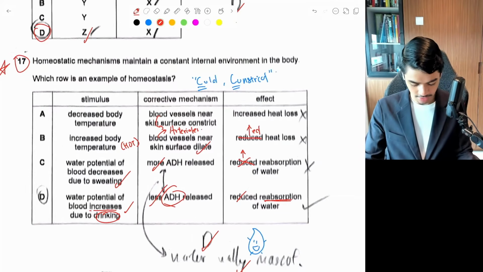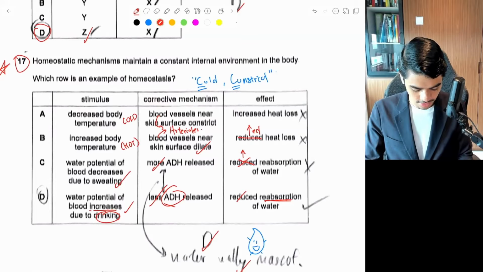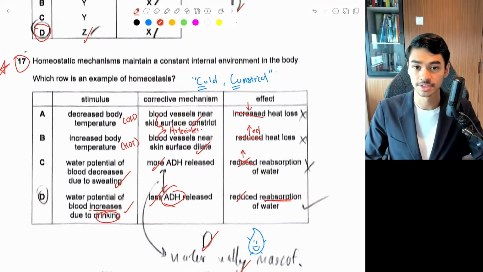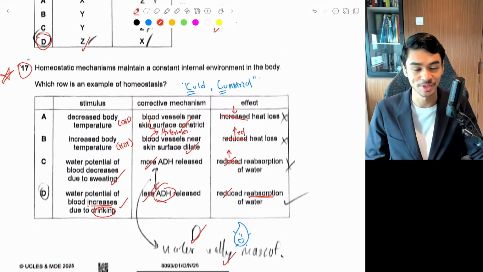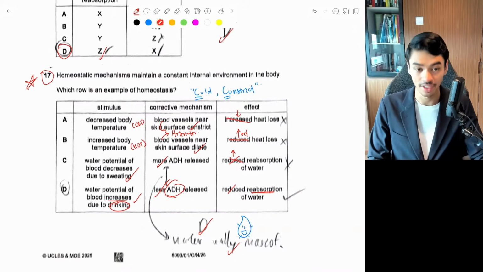Okay, and then A, decrease in body temperature. Okay, so now you're cold. Then cold constrict, very good. Then I would have a decrease in heat loss. Because I'm already so cold, why am I trying to lose more heat? I'm trying to reduce the heat I lose so that I don't freeze.